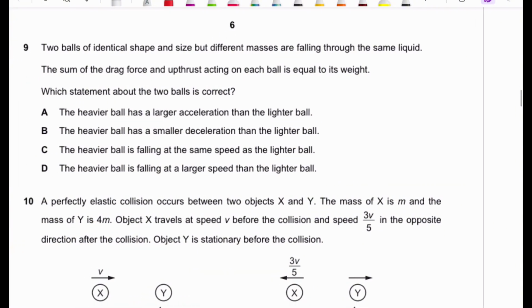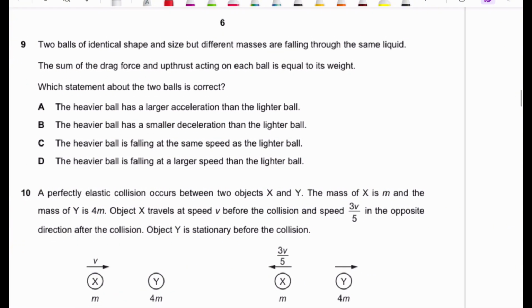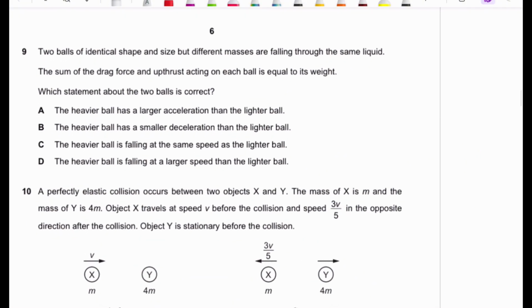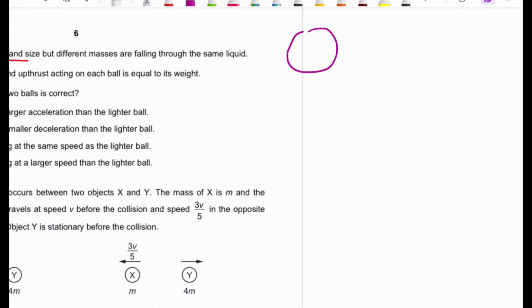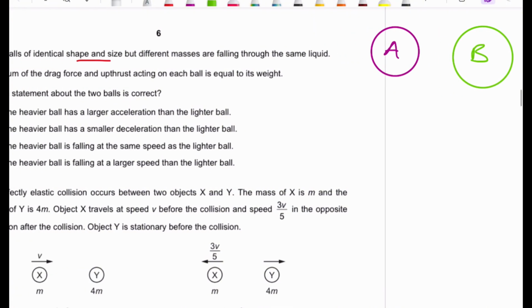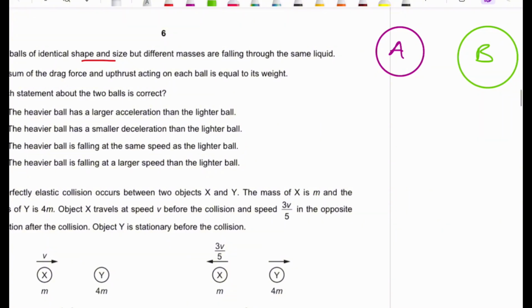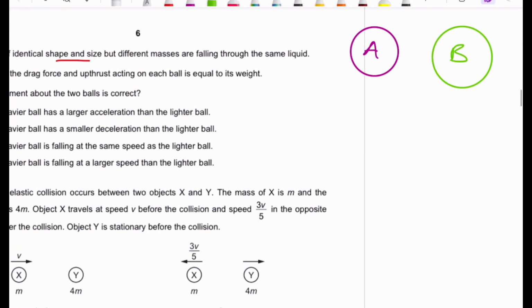Move on to question number 9. Two bows have identical shape and size. So let's draw them. This is bow A, and this is bow B. So they're identical, the identical shape and size. So they have to be identical. So let's take that.